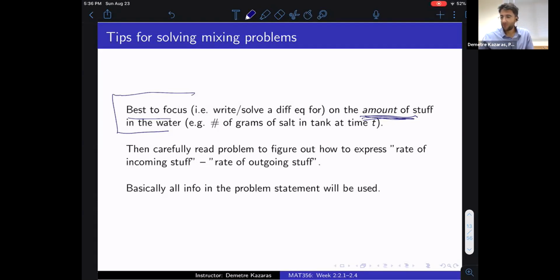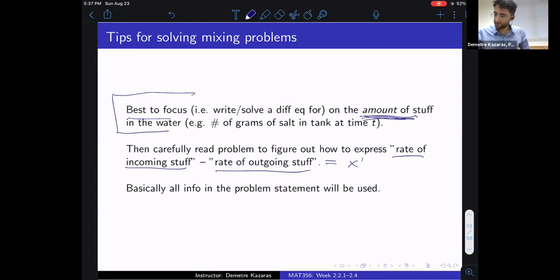To do so, you need to figure out what are the ways in which that quantity is changing. There's some salt coming in, maybe some salt going out. Read the problem to then try to express the difference of those two things. The rate of incoming stuff minus the rate of outgoing stuff. That will essentially be the differential equation, because x prime will be equal to that difference.